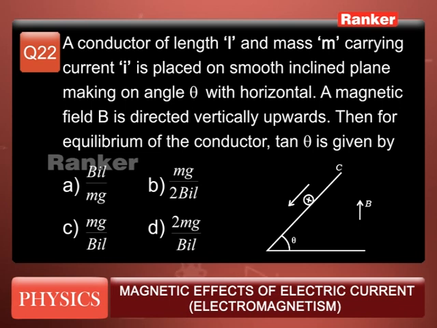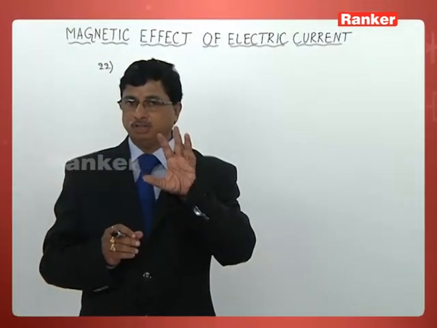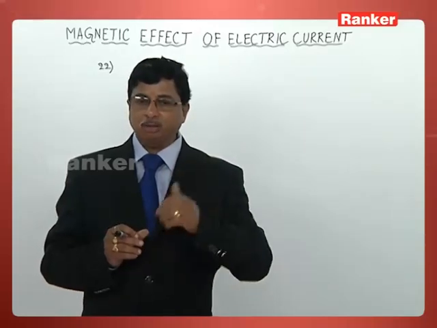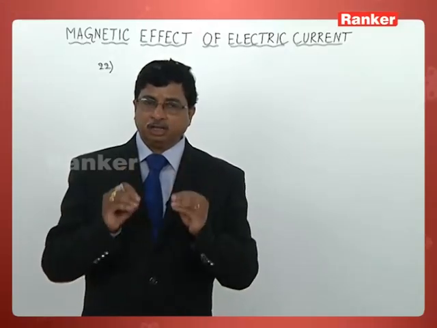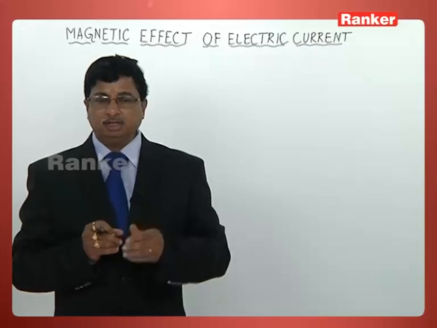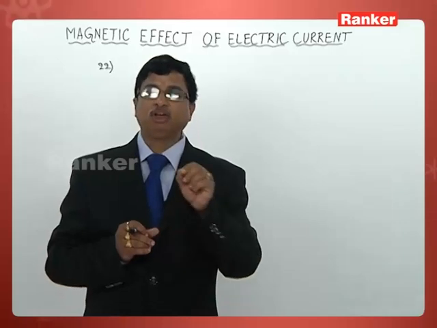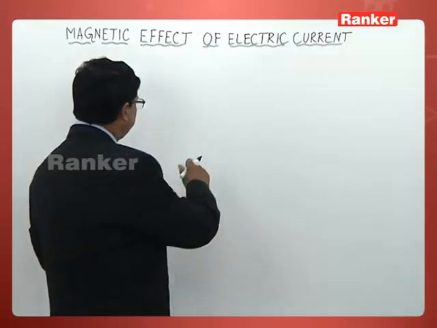The second option is mg by 2BIL. The third option is mg by BIL. And the fourth option is 2mg by BIL. Now let us check what exactly is going on here. He is talking about a conductor of length L and mass m carrying current I placed on a smooth inclined plane making an angle theta with the horizontal. Let us just check that.